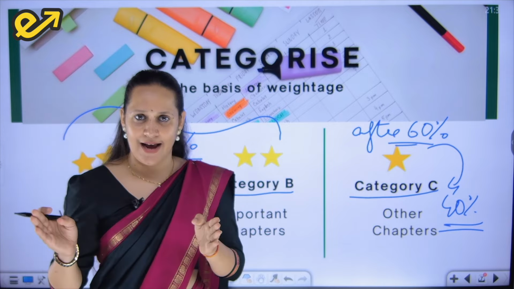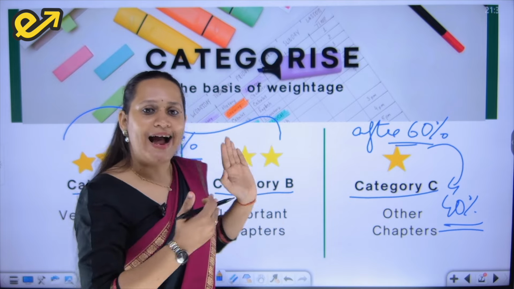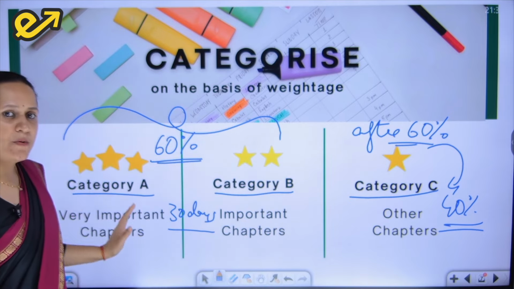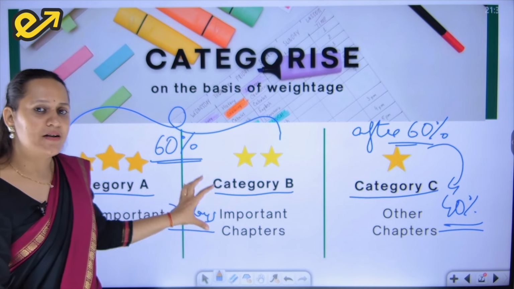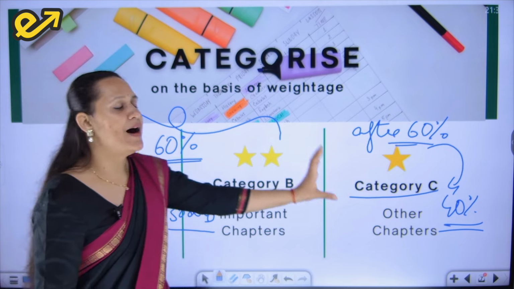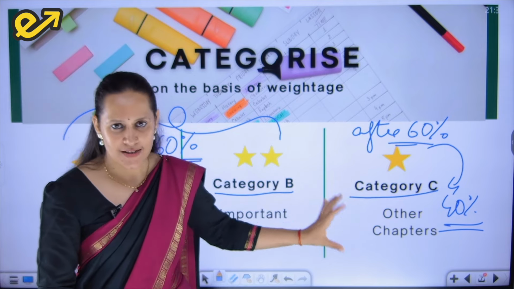So first step is analyzing the weightage. Second step, on the basis of your analysis, categorize the chapters into various categories: very important chapters, important chapters. These 2 categories are going to constitute the 60% of your syllabus, and part 3, that is the third category, is going to be the other remaining 40% of your syllabus.